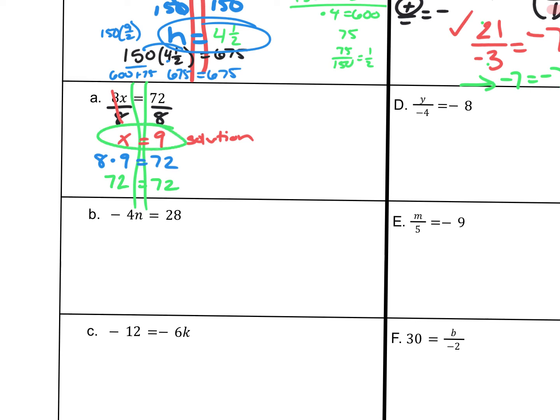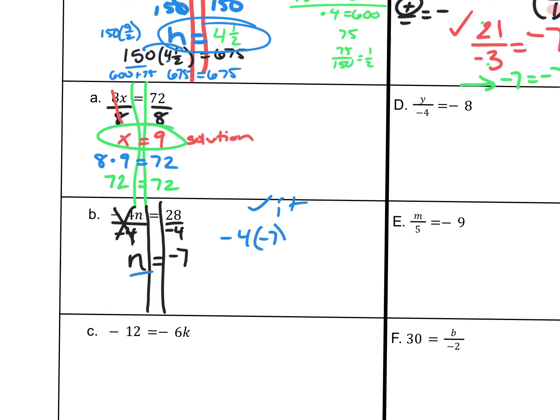All right, you decide where you're at. I'm going to make my train tracks again. Negative 4 times a number is 28. So I divide by negative 4. A number divided by itself is 1. I'm left with one single n. Whatever I do to one side, I do to the other. Positive divided by a negative is a negative, and I'm going to check it. Negative 4 times, plug in that value for n, should be 28. A negative times a negative is a positive, so this proves my solution is correct.